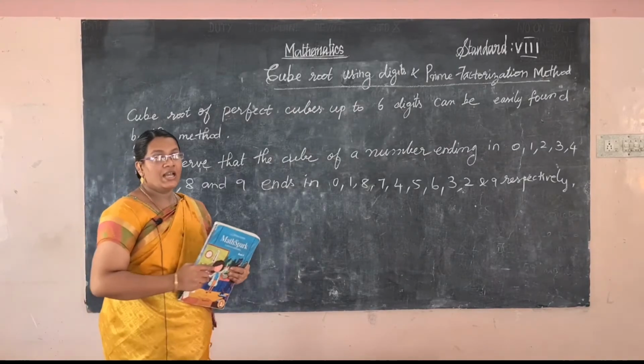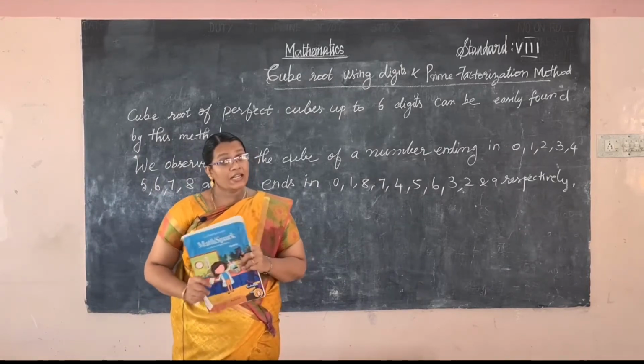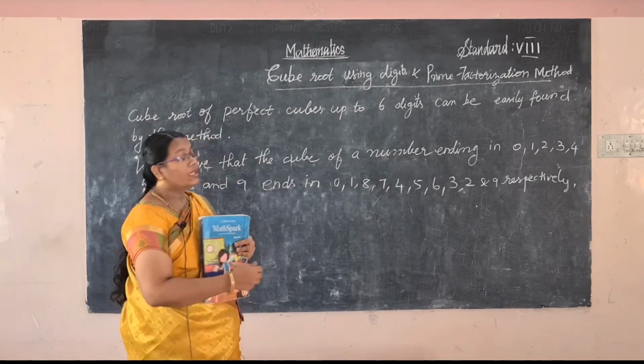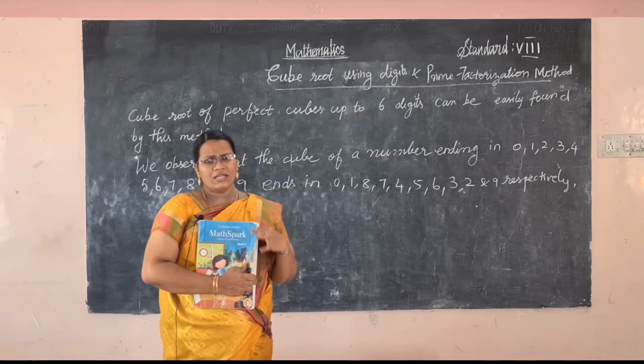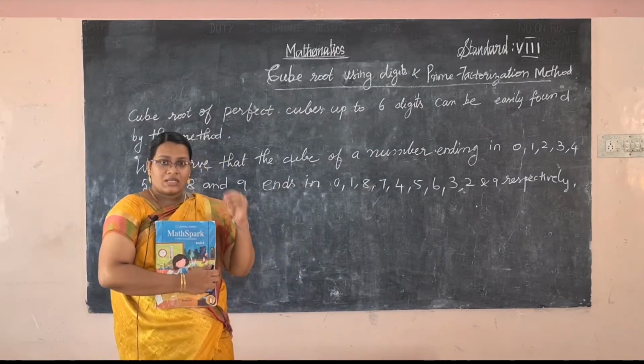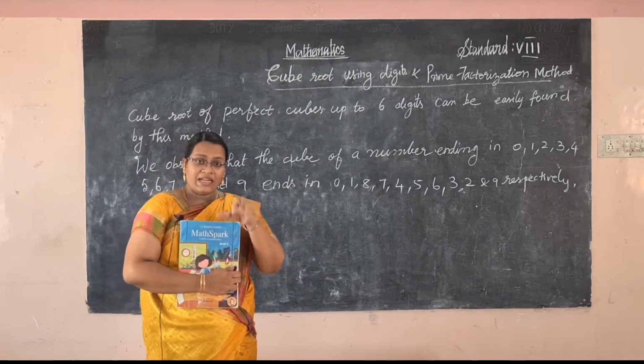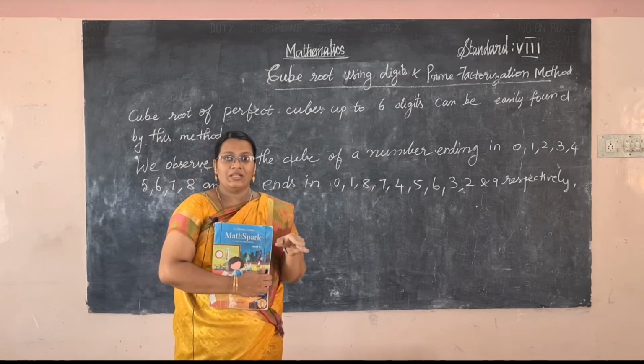Good morning students. Let us review the previous class. In the previous class we learned about cube and cube root. What is the definition of cube? If we multiply any number 3 times, it's called the cube.